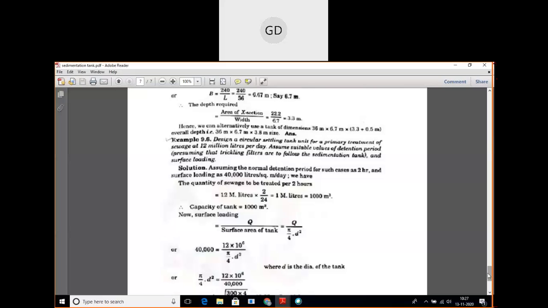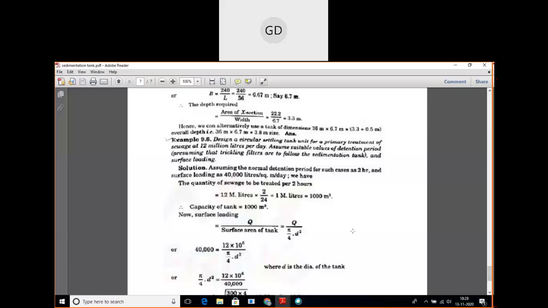It is also given that you have to assume suitable values of retention period and surface loading. It's already given in the notes that you assume a retention period of 2 hours and a surface loading of 40 million liters per square meter per day. After assuming these, we can find out the quantity of sewage to be treated for that retention period of 2 hours.